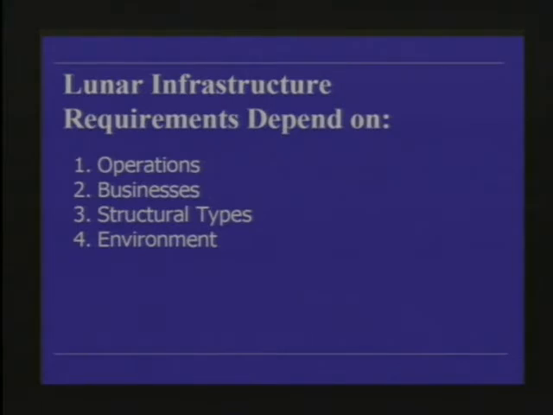Now, obviously, there are common elements, especially when humans are going to be in these structures. There are engineering elements that have to be part of that. I'll talk about that very briefly. So lunar infrastructure requirements will depend on what kind of operations we have to do, just as far as maintenance, and what kind of businesses we're talking about. That leads to the various kinds of structural types, and there are some generic types that I'll point out quickly. All of that, and how we build those structures, does depend on the environment that we find on the moon. The environment, from the engineering point of view, means what are the loads of all kinds that the structure has to withstand.